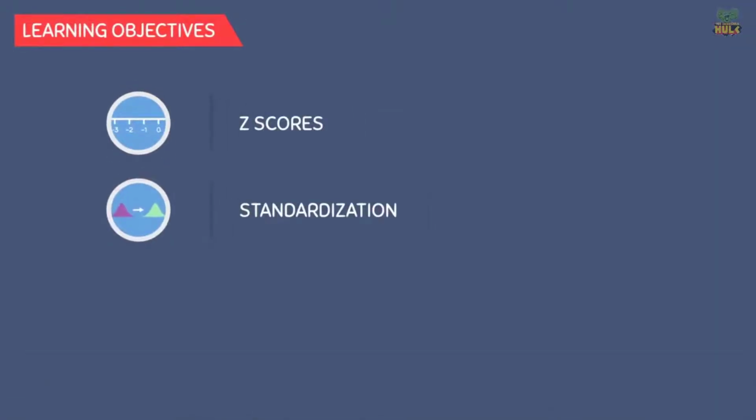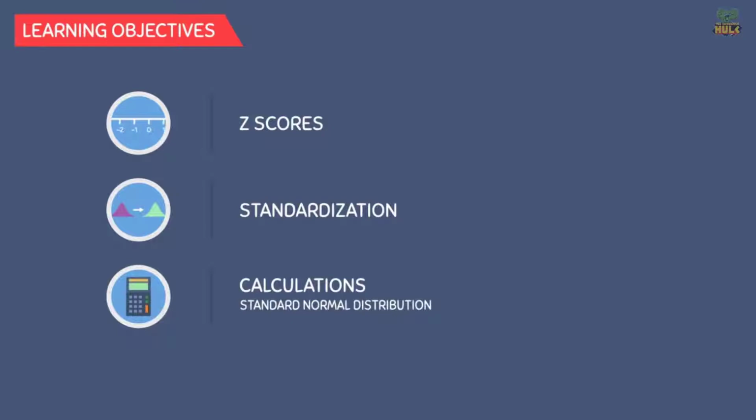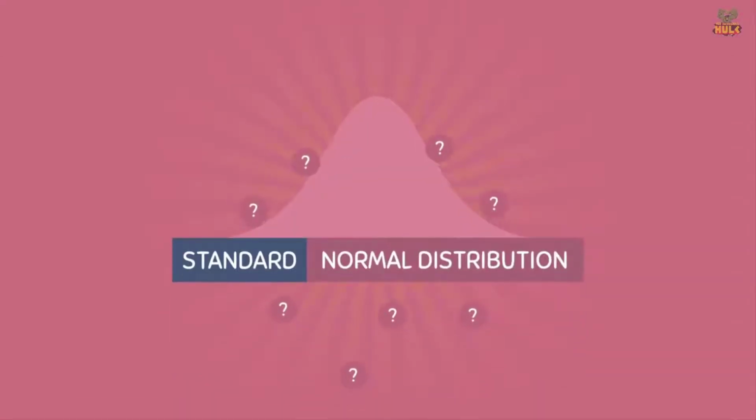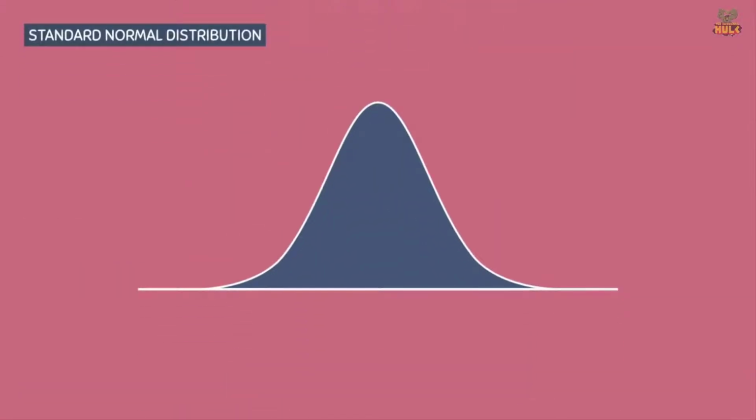In this video, we'll be learning about z-scores and standardization. By learning about both of these topics, you will learn how to calculate exact proportions using the standard normal distribution. What is the standard normal distribution? The standard normal distribution is a special type of normal distribution that has a mean of 0 and a standard deviation of 1. Because of this, the standard normal distribution is always centered at 0 and has intervals that increase by 1. Each number on the horizontal axis corresponds to a z-score.